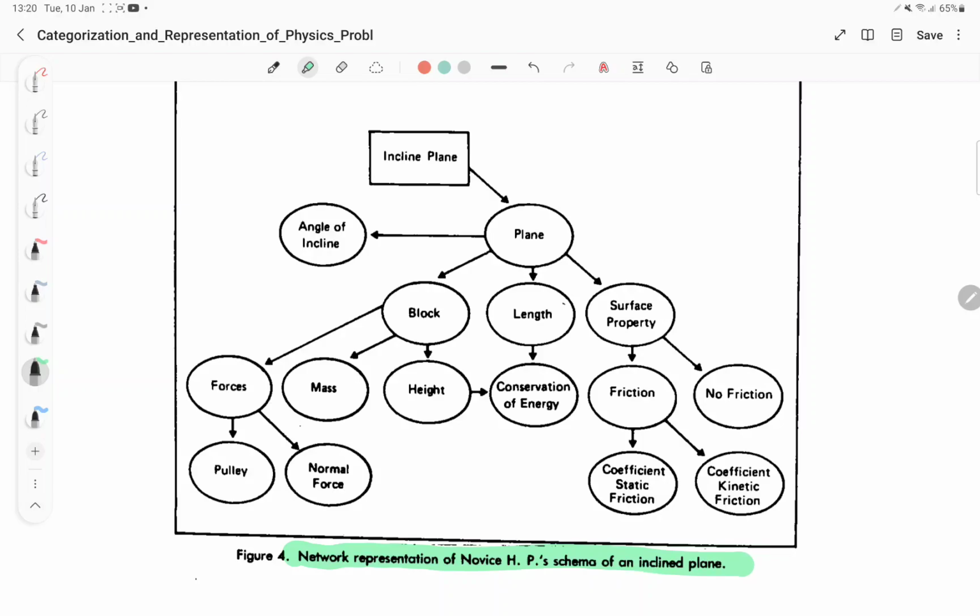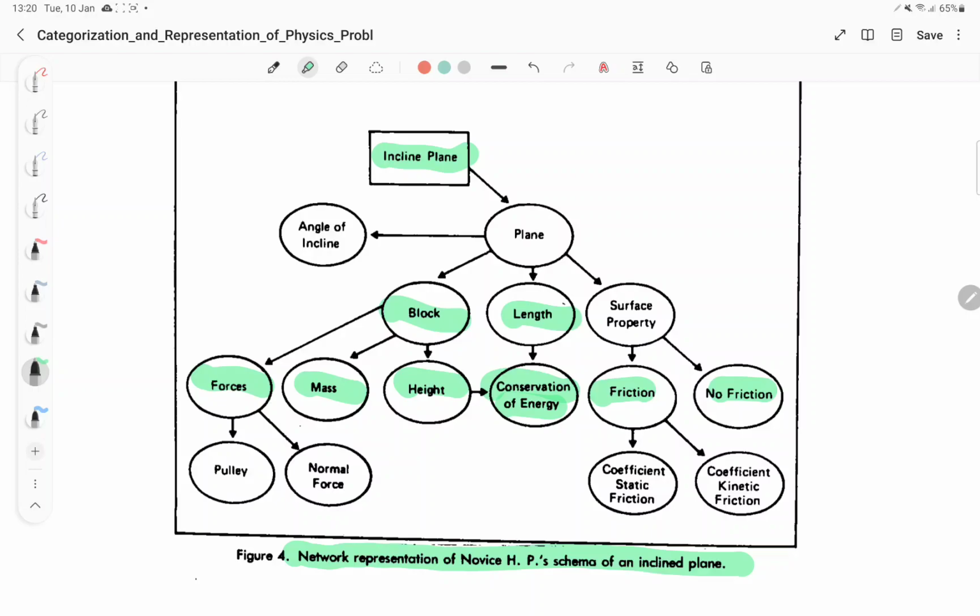The key thing is that this isn't a stupid oaf. When you say novice, you're not talking about someone who's got a blank slate. They still have knowledge. They know what an inclined plane is. They know what blocks are. They know what length is. They know what forces are. They know what mass is. They know what height is. They do know what conservation is. Friction, they've got no friction. So they're working with a technical language which does have some scientific merit.